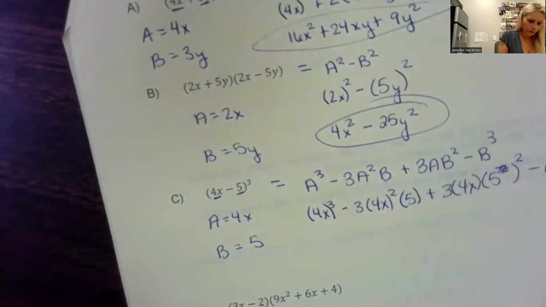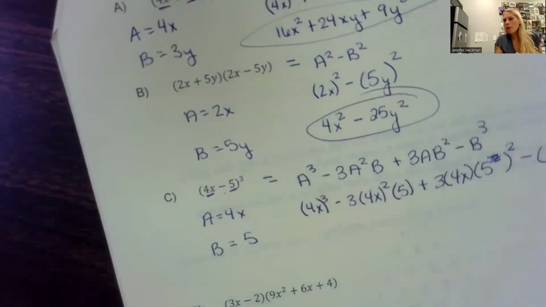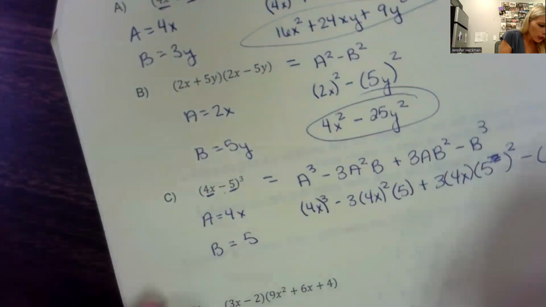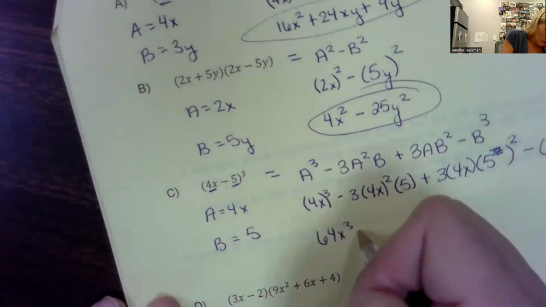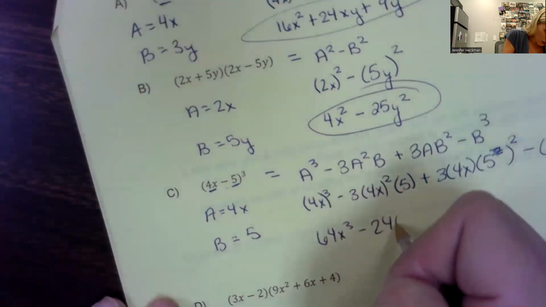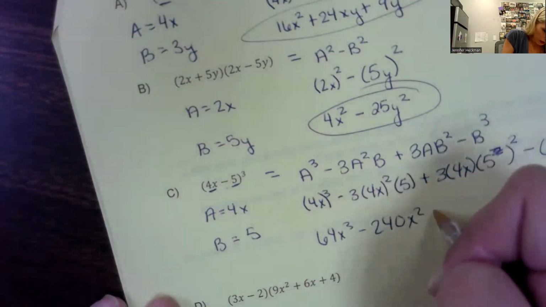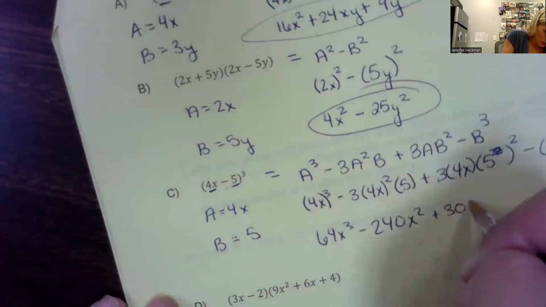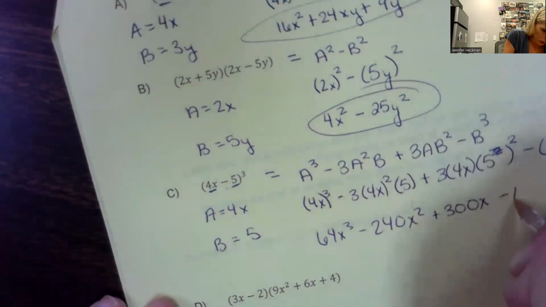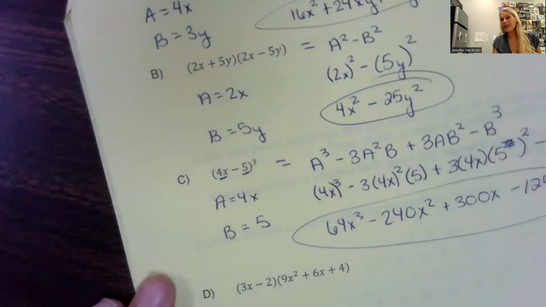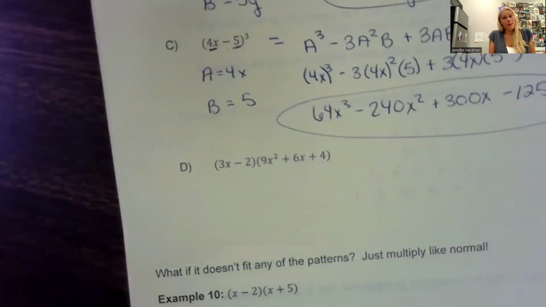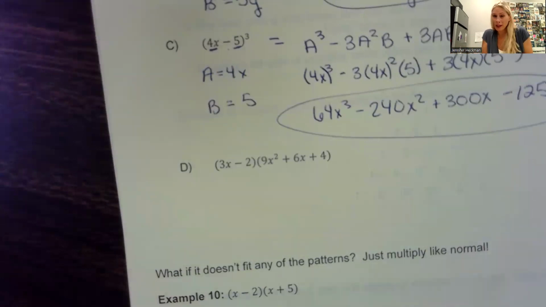All right, so this is where we go back to like all the problems I said at the beginning with the perfect cubes and perfect squares. So this ends up being 64x cubed minus 240x squared plus 300x minus 125. A little bit faster than trying to do the box. Now, that means you come up with the same answer, except one's probably quicker than the other.